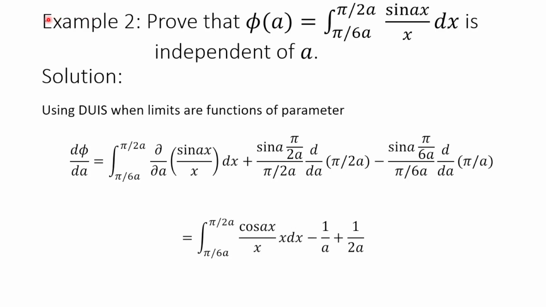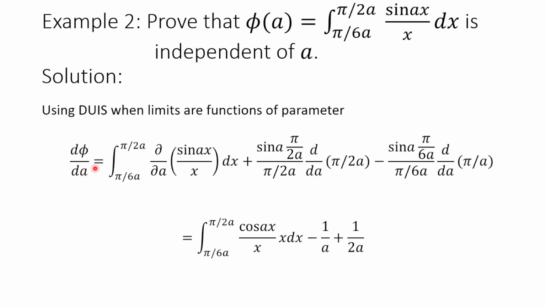Now, if we show that d phi by dA is equal to 0, that means phi is free from A, phi is independent of A, and then only the derivative of that phi with respect to A will be 0. So let us use DUIS for finding d phi by dA.